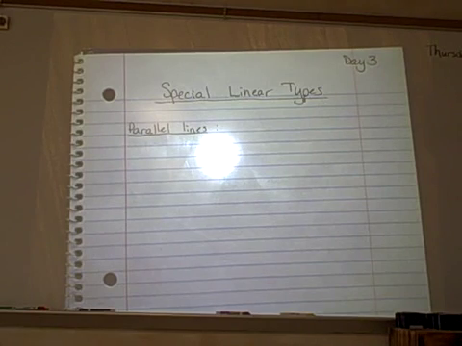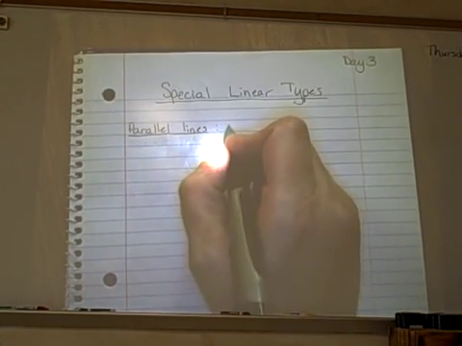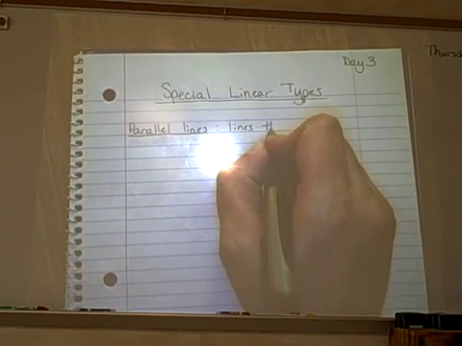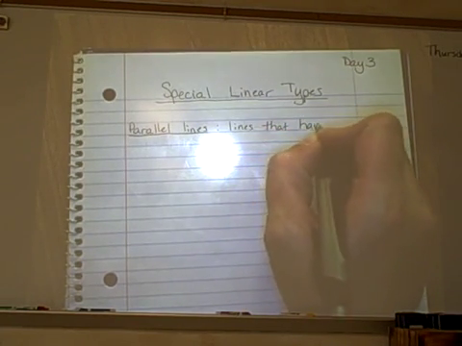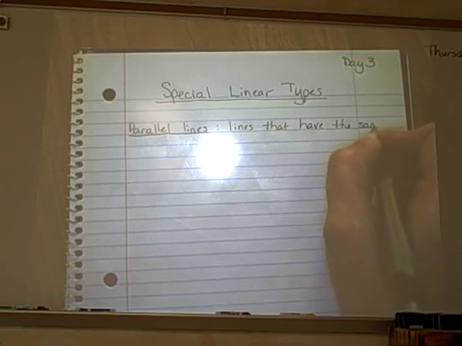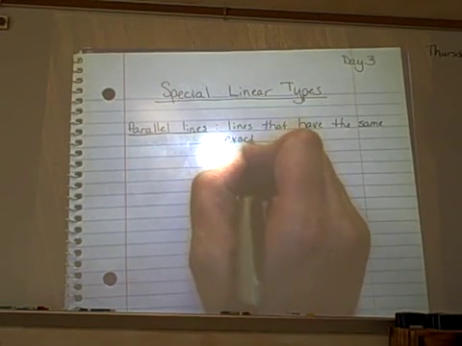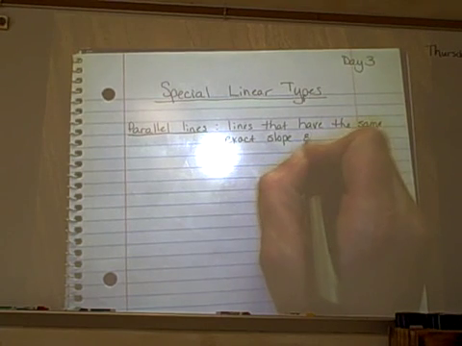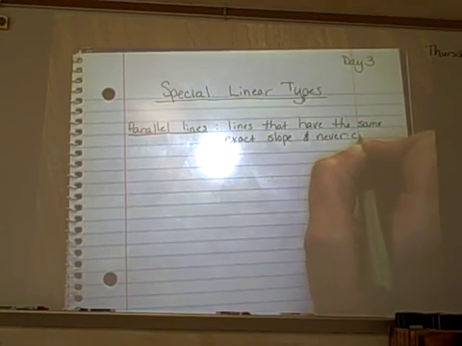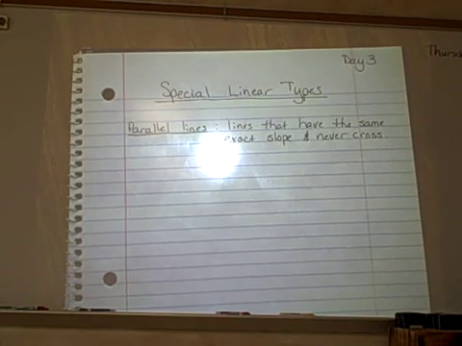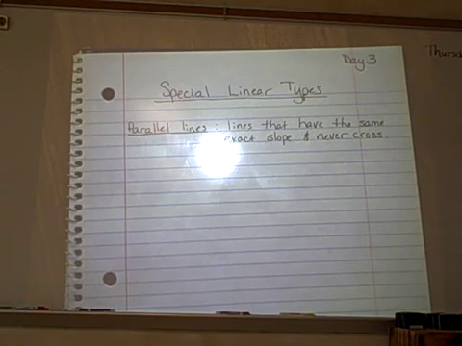Y'all remember talking about parallel lines in elementary school and junior high? Okay, so parallel lines, most teachers talk about the railroad tracks, how they never cross each other, they just run exactly the same distance apart. So parallel lines are lines that have the same exact slope and never cross. They have the same exact slope and they never cross each other.